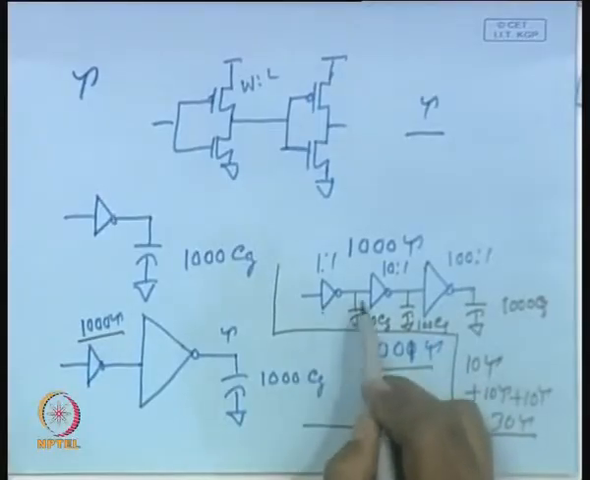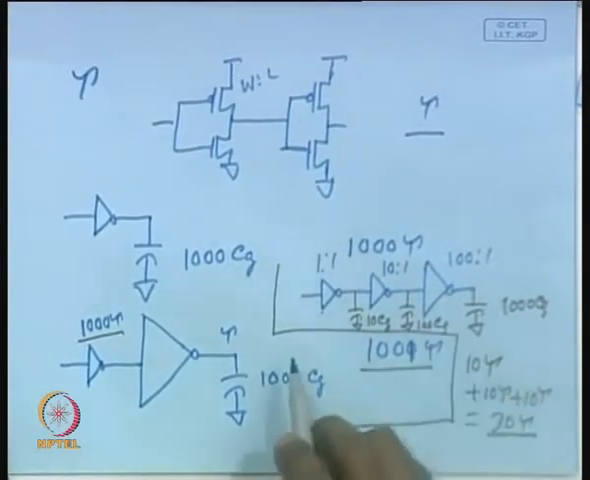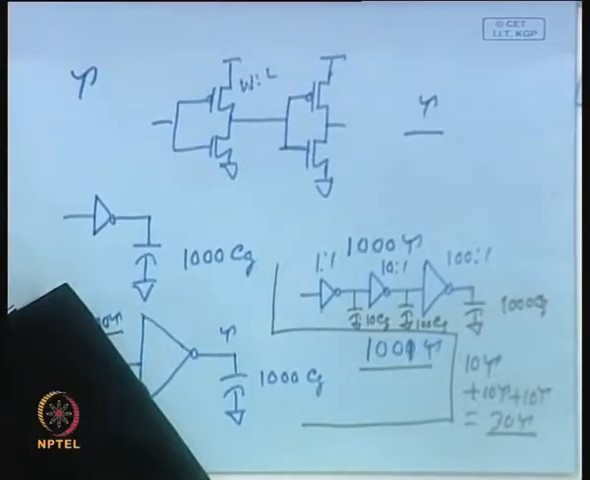The question is how many stages and what will be the increasing stage ratio. You have to optimize it. I have illustrated this with the help of a stage ratio of 10, but is this delay minimum? Can we achieve still lower delay? That can be done. How has it been done?